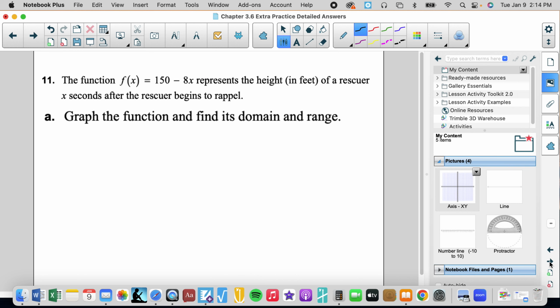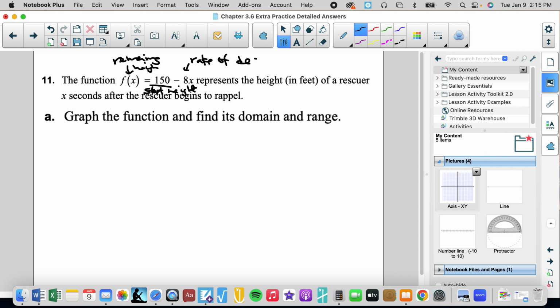Number 11. The function f of x equals 150 minus 8x represents the height in feet of a rescuer x seconds after the rescuer begins to rappel. Graph the function and find its domain and range. Okay, so this is the remaining height. 150 is the starting height, and this is the rate of descent.